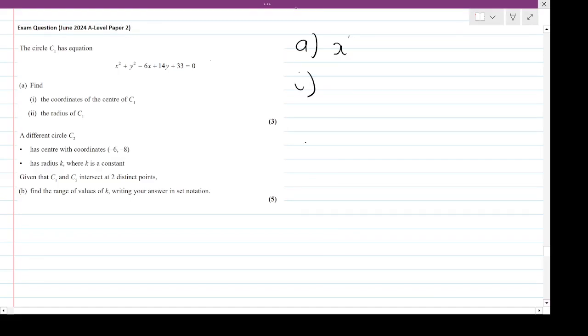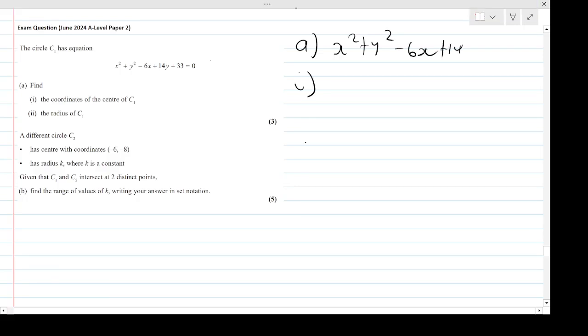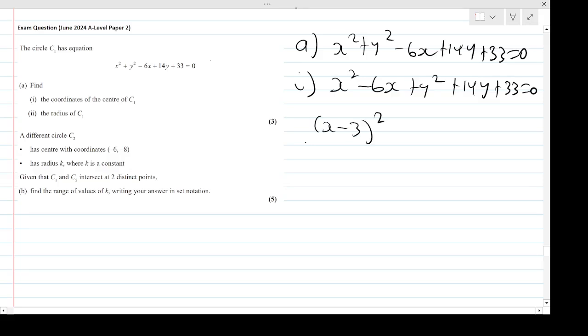Firstly, I'm going to restate x squared plus y squared minus 6x plus 14y plus 33 equals 0. Then to find the centre and the radius, again, we need to complete the square. So we group the x part, x squared minus 6x, add y squared plus 14y plus 33 equals 0. Completing the square on x gives x minus half of 6, minus 3, all squared, minus 9. Then add y, half of 14, plus 7, all squared, minus 49, plus 33 equals 0.